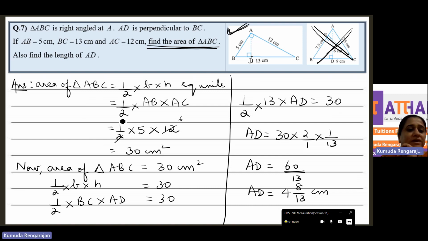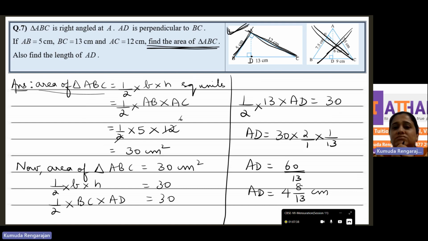Formula: half base into height. So area of triangle is equal to half into base into height square units. Now you should take that base where you know the altitude. So take AB as the base because you know AC is the altitude. So half into AB into AC. Because if you take AB as the base, CA is the altitude. Or if you take CA as the base, then AB is the altitude. I told you those two sides are base and altitudes to each other.